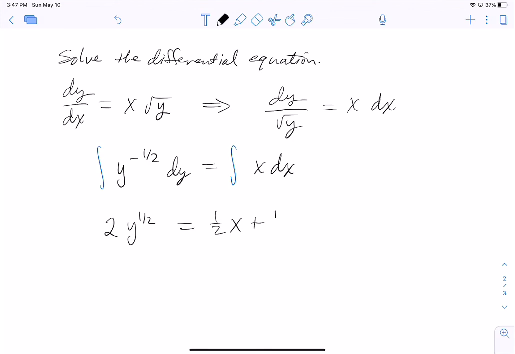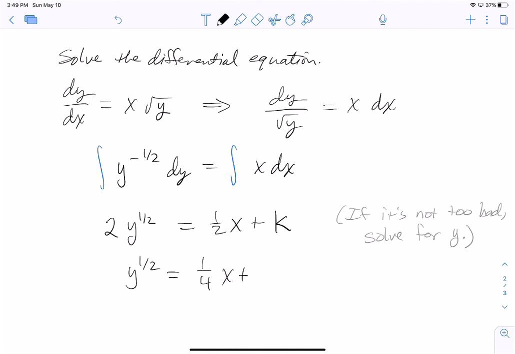I think I said we're going to use k, so we're going to say 1/2 x plus k. And we'll say if it's not too bad, solve for y. We can do that here first by dividing by 2 and then squaring both sides. So y to the 1/2 is equal to 1/4 x plus, I don't really want to write down k over 2 since k is just a constant. So I'm going to call the k that we already wrote down k1. And then now I have 1/4 x plus k, where k is actually half of k1, but to tell you the truth, nobody really cares.